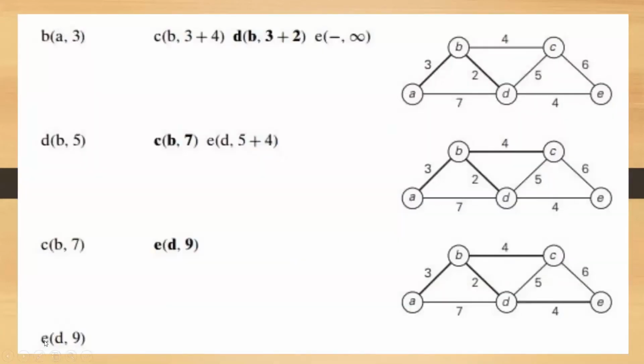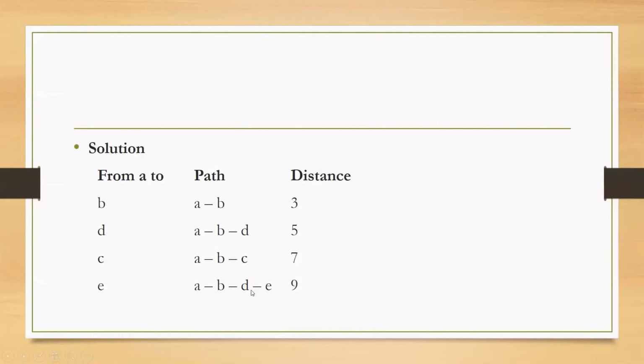Last, from A to E, the distance is 9. Via which path? Via D. So from A to E, the distance is 9, and through D means the path is A to B, B to D, and D to E. So that is 9. This is how we should write the final solution.